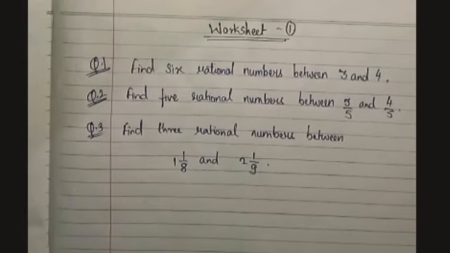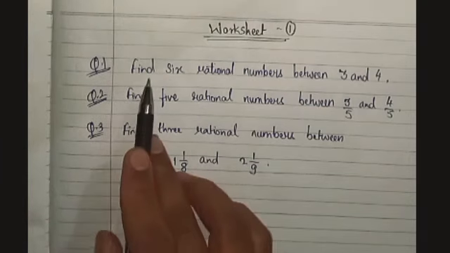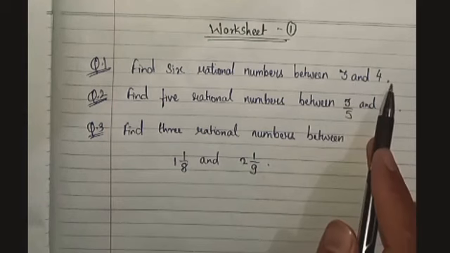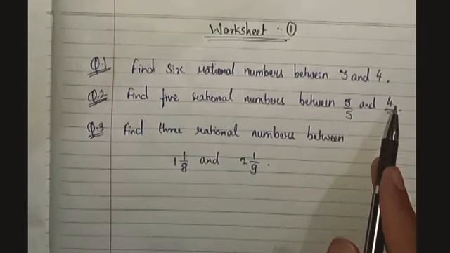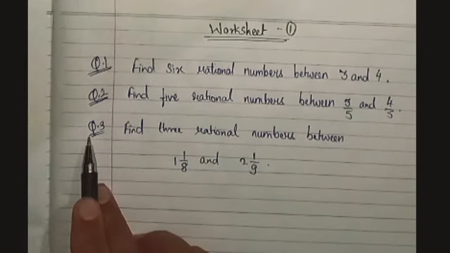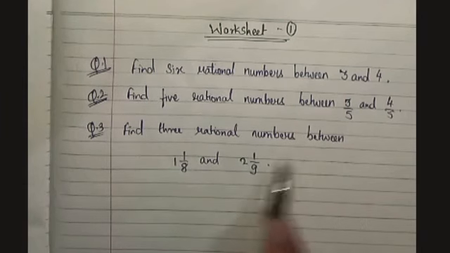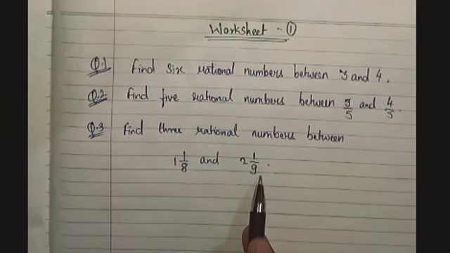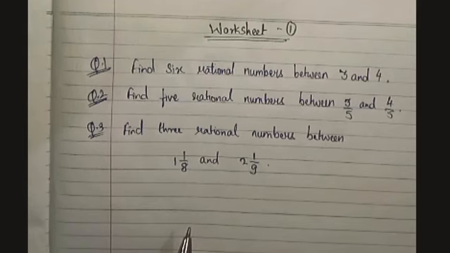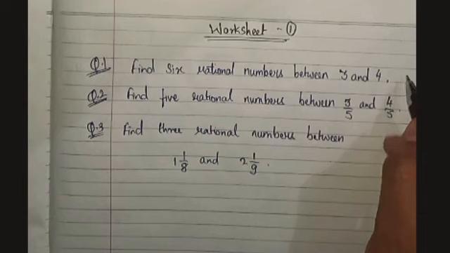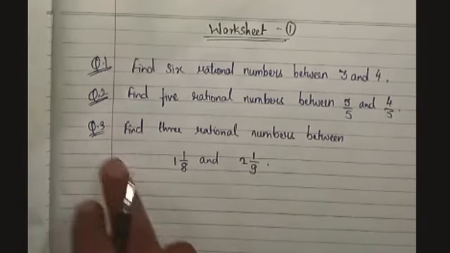Now to the worksheet section, as we have completed the procedure of finding rational numbers between any two numbers. Now 3 questions are there. First question is find 6 rational numbers between 3 and 4. Our second question is find 5 rational numbers between 3 by 5 and 4 by 5. And question number 3, find 3 rational numbers between 1 and 1 upon 8 and 2 and 1 upon 9. This is a mixed fraction. You have to convert it into an improper fraction and then find the solution. Clear? So these 2 questions are from our NCERT textbook, and this question is an additional question.